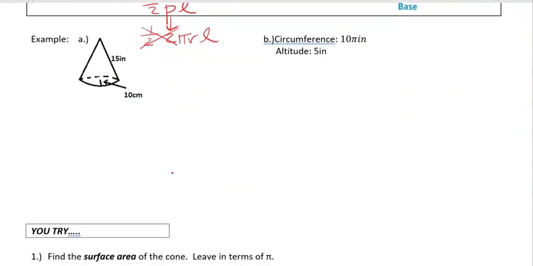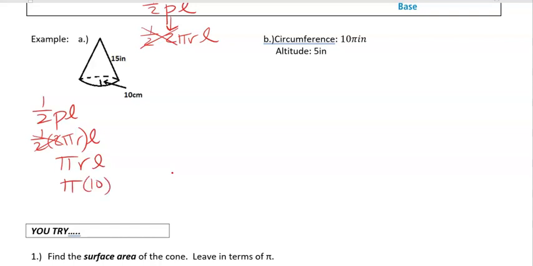So this one right here is going to be the first one. You can start out with 1/2 PL if you would like, but that's just going to be 1/2 times 2 pi r L. You might want to just memorize pi r L. So pi r L, do we know our radius? 10. What's our L? Did they give it to us, or do we have to calculate it? We have it, it's 15. And that gives you 150 pi in centimeters squared.